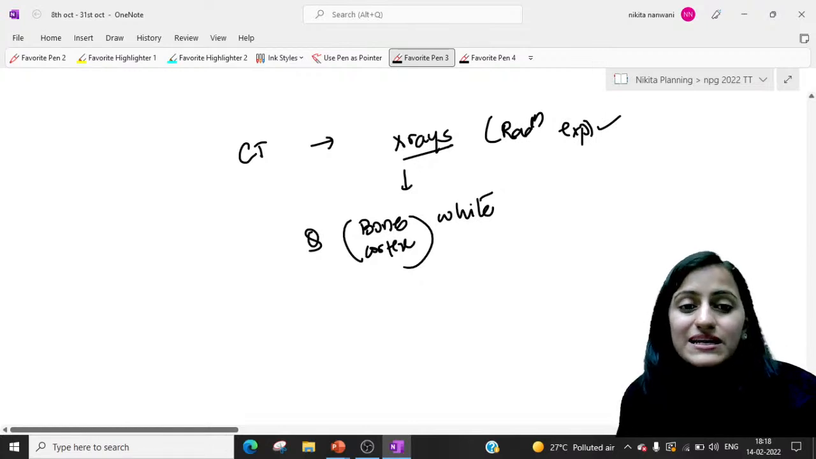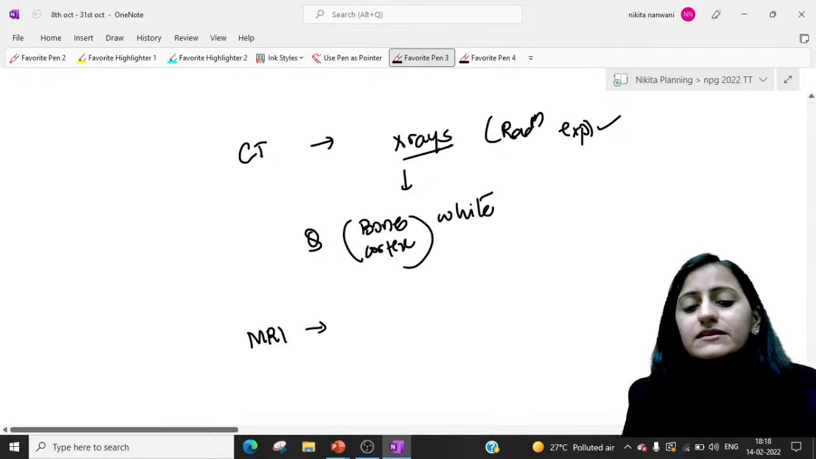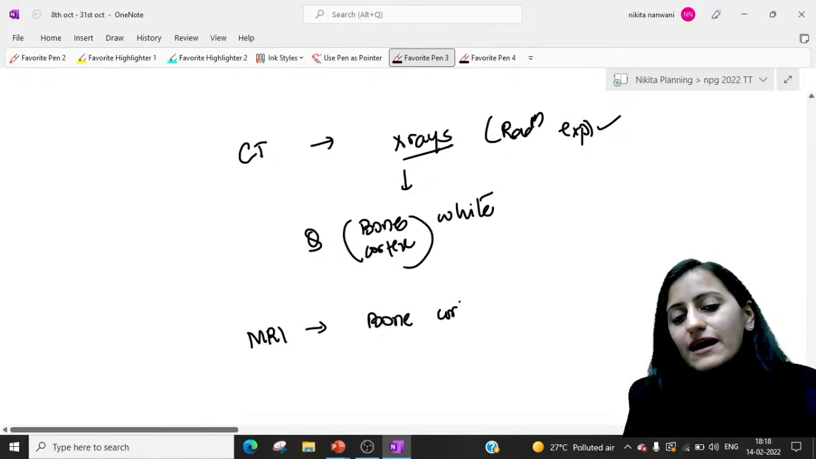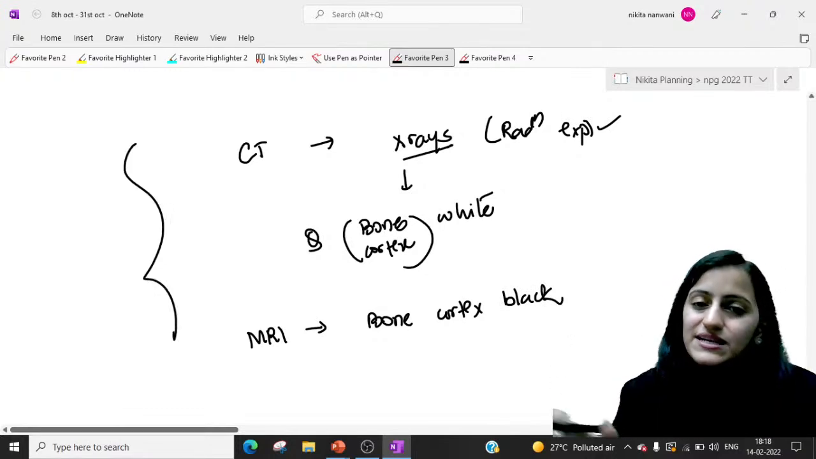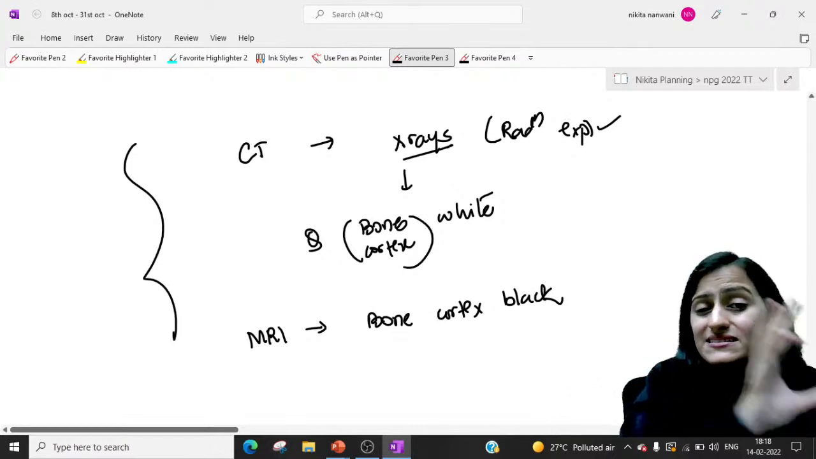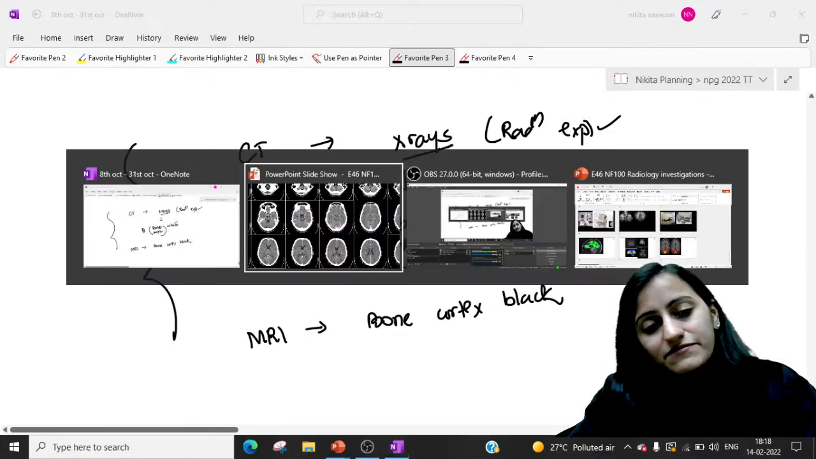Okay, there would be radiation exposure. In contrast, in MRI, the bone cortex would be black. Okay, this is the basic that I want each one of you to understand and remember. CT is X-rays, bone cortex white. MRI is not X-rays, the bone cortex is black. The bone cortex does not give signal.